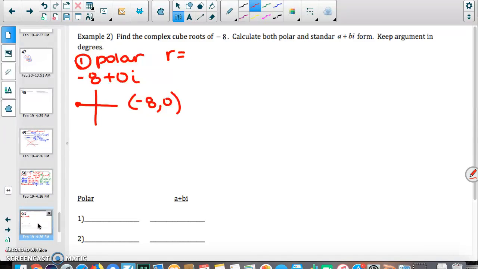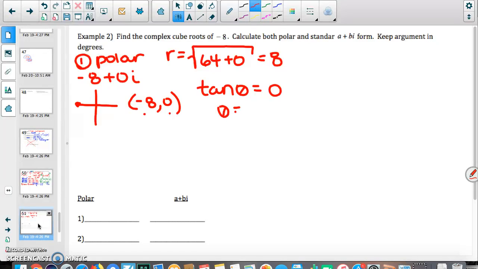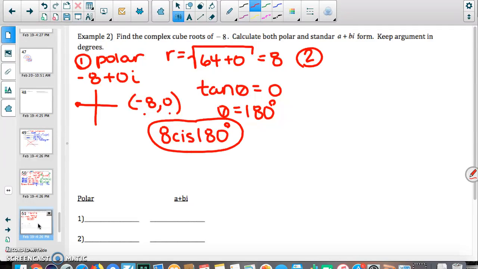And my radius is just going to be the square root of 64 plus 0, which is just 8. And my angle would be, let's see, y over x, that would be 0. So I know that my angle is 180. You also probably could have figured that out just by looking at the placement of the point. All right, so my final answer in polar is this right here. Moving on, I want to apply de Moivre's theorem. Looks like I want a cube root again, so that's going to be 1/3.